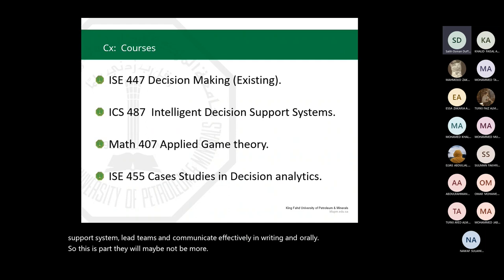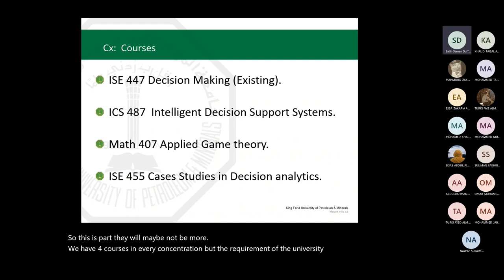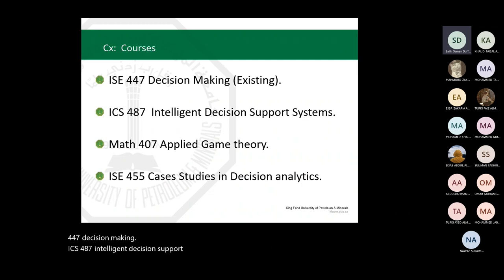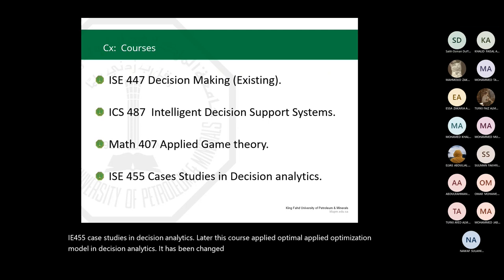We have four courses in every concentration, as required by the university. We have ISE 447, decision making. ICS 487, intelligent decision support systems. Math 407, applied game theory. ISE 455, case studies in decision analytics. Later this course, applied optimization model in decision analytics. It has been changed. This is an older version.